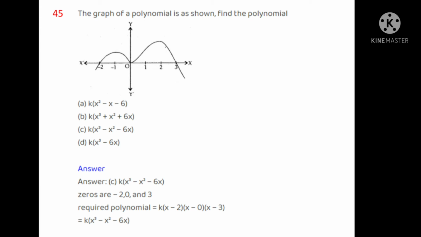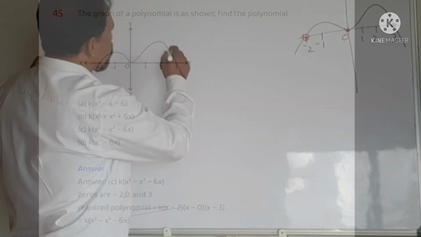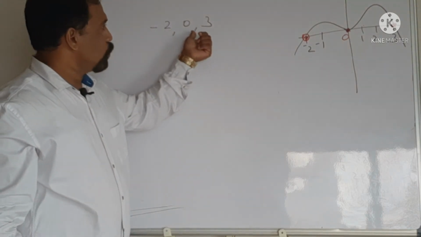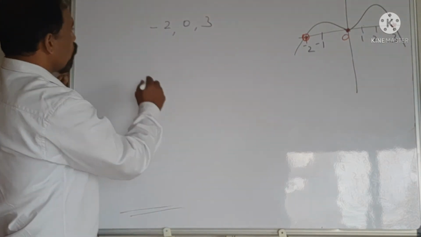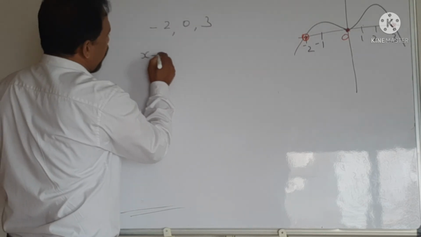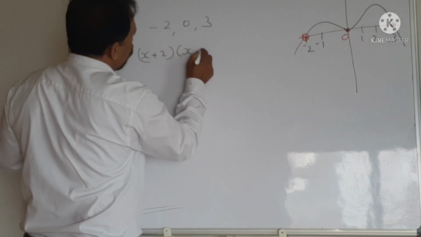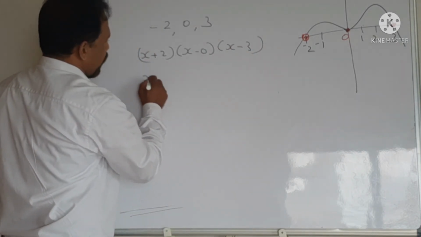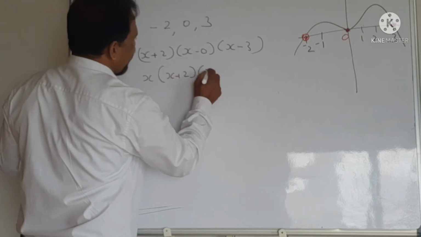The graph of a polynomial is shown. Find the polynomial. Now you can see it on the graph. This graph is cutting the x-axis at minus 2, 0 and 3. So if it is cutting at these 3 points, the zeros are obviously minus 2, 0 and 3. Therefore the equation, that is x plus 2 into x minus 0 into x minus 3. So x minus 0 is x, so x into x plus 2 into x minus 3.